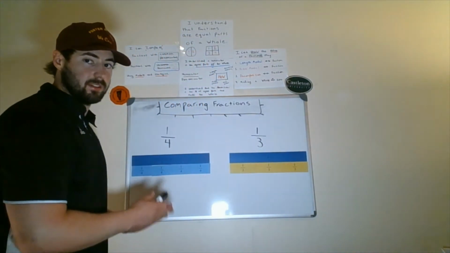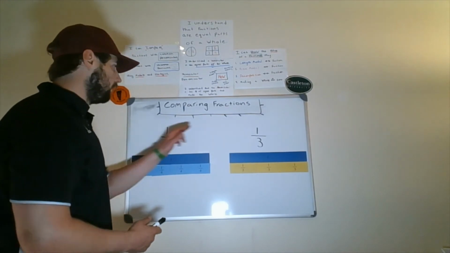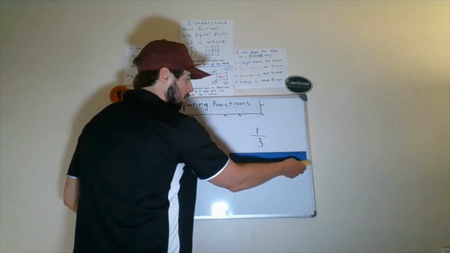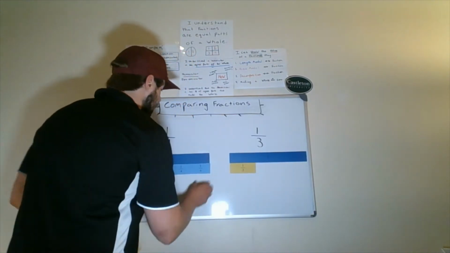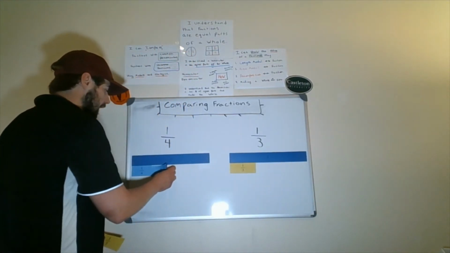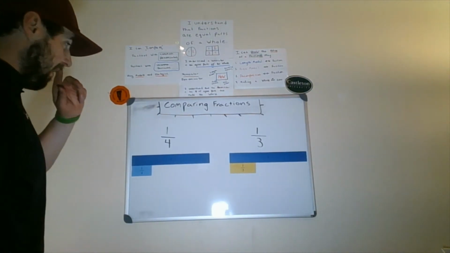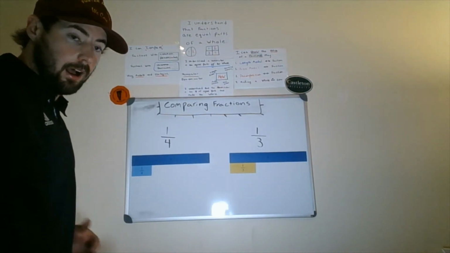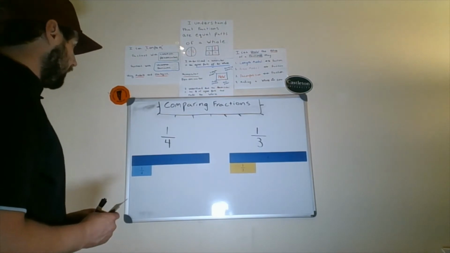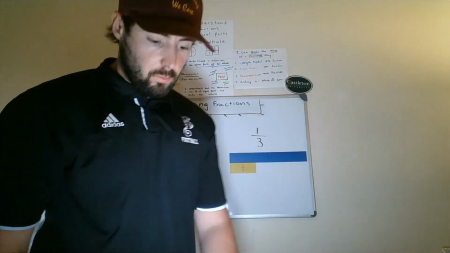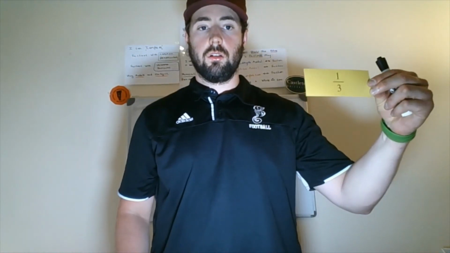Wholes, again, are the same. We're only looking at one of them, which is greater or less than. Again, 1/3 is larger than 1/4. It is greater than. 1/3 in yellow, 1/4 in blue. 1/3 is greater than 1/4.